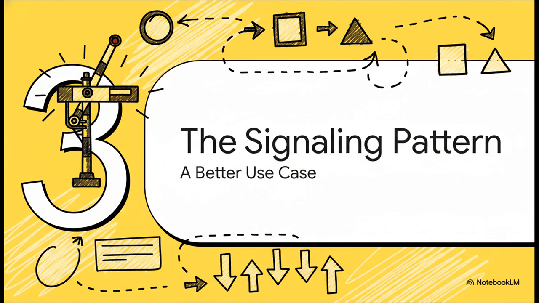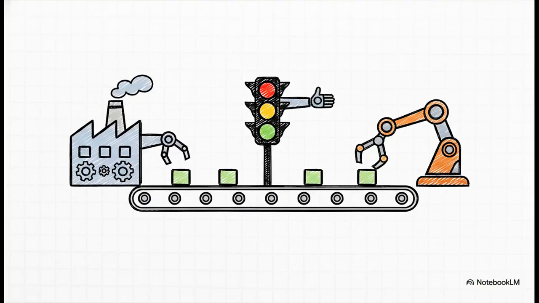But honestly, it's not where they're most powerful. The real magic of a semaphore, its true strength, is in a completely different pattern, signaling. And this is where they absolutely shine. Think of them as the perfect traffic director for something called the producer-consumer pattern.